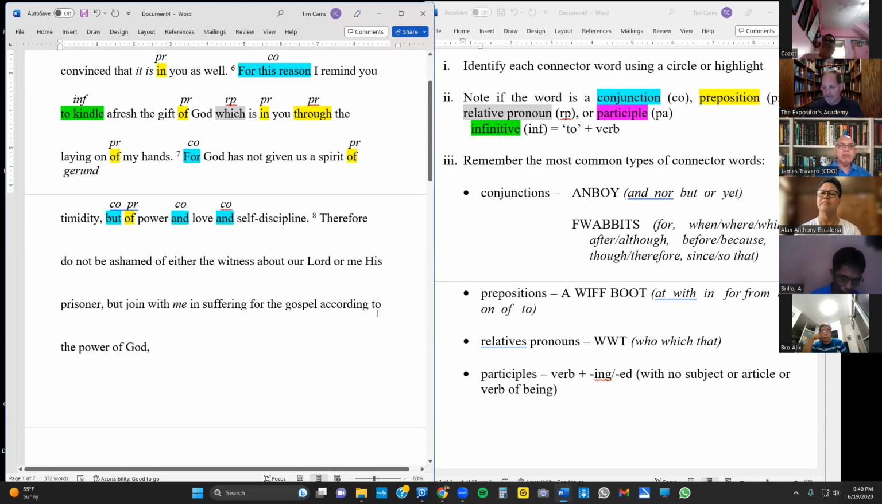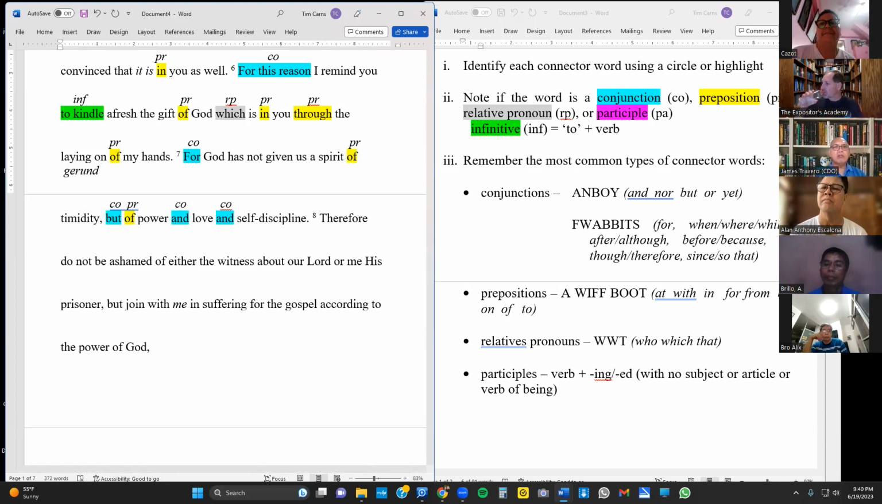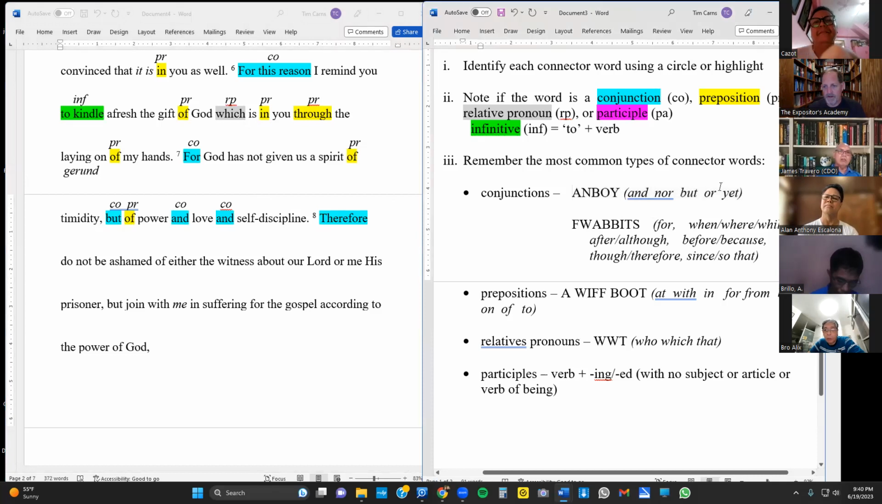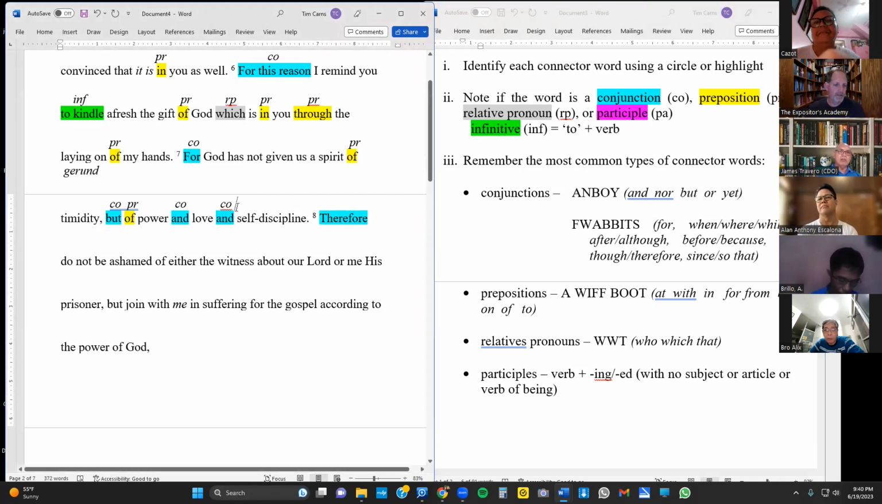Okay. Pastor Arn, I'm giving you verse 8. What do you see in verse 8? Verse 8, therefore do not be ashamed of either the witness about our Lord or me, his prisoner, but join with me in suffering for the gospel according to the power of God. Therefore, Pastor, is that a conjunction? Very good. What kind of conjunction is it? I believe subordinating. Yes, because notice you can just check: is it one of these five, and, nor, but, or, and yet? It is not. So we'll just put conjunction here, but it's subordinating.